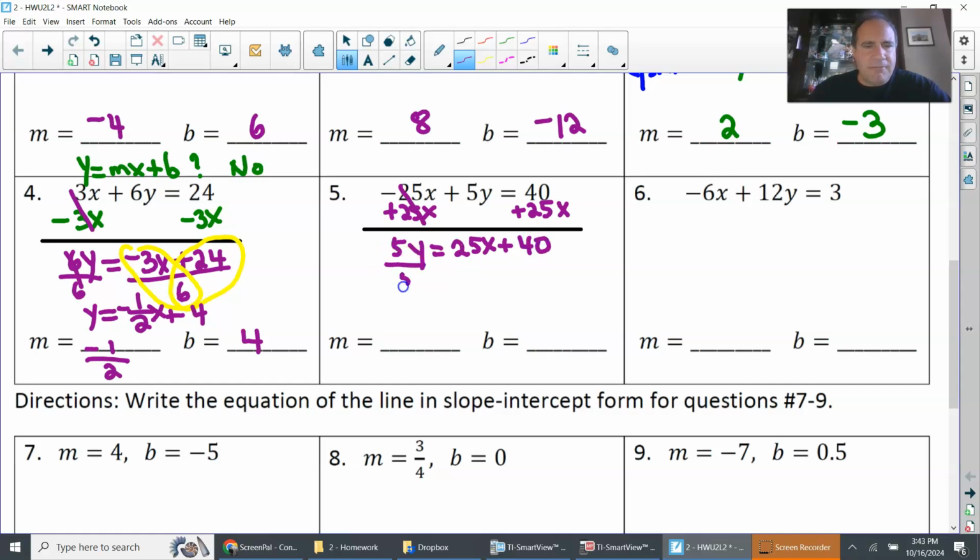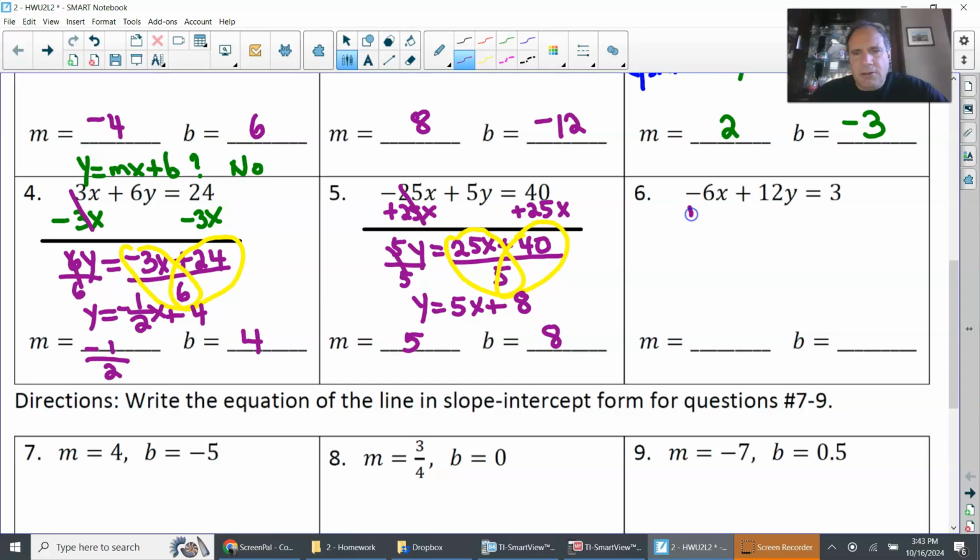Now you divide by 5 on both sides. Divide by 5 on both sides. And then we're going to just go ahead and do 25x divided by 5. 25x divided by 5. The 5's cancel. Y comes down equals 25 divided by 5 is 5. Don't forget the x. And then 40 divided by 5 is 8. There's your y equals mx plus b. The slope is 5. The y-intercept is 8.